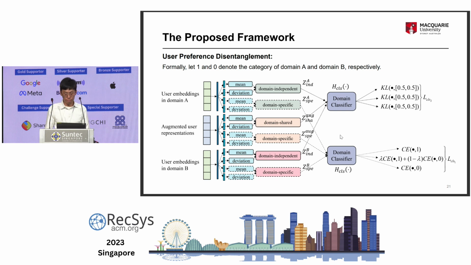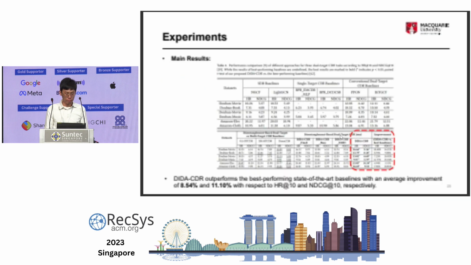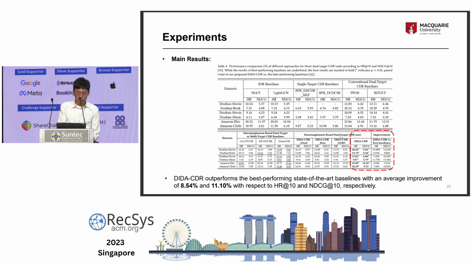And then we combine the above 2 classification losses with our recommendation loss mentioned before to form our final loss here. When it comes to our experiments, we use 2 real-world data sets, Douban and Amazon, and we construct 3 dual-target CDR tasks, and the statistics can be found in this table here. And we also select 9 representative and state-of-the-art baseline models to compare with our proposed DATA-CDR. And the main results can be found in this table.